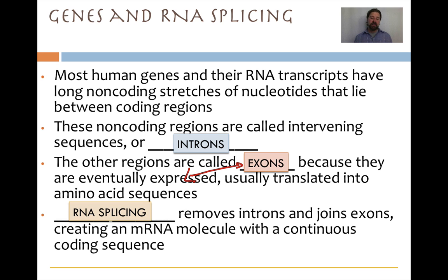And the whole process is called RNA splicing, as you can see in the heading of the slide. It removes introns and joins those exons, creating an mRNA molecule with a continuous coding sequence.